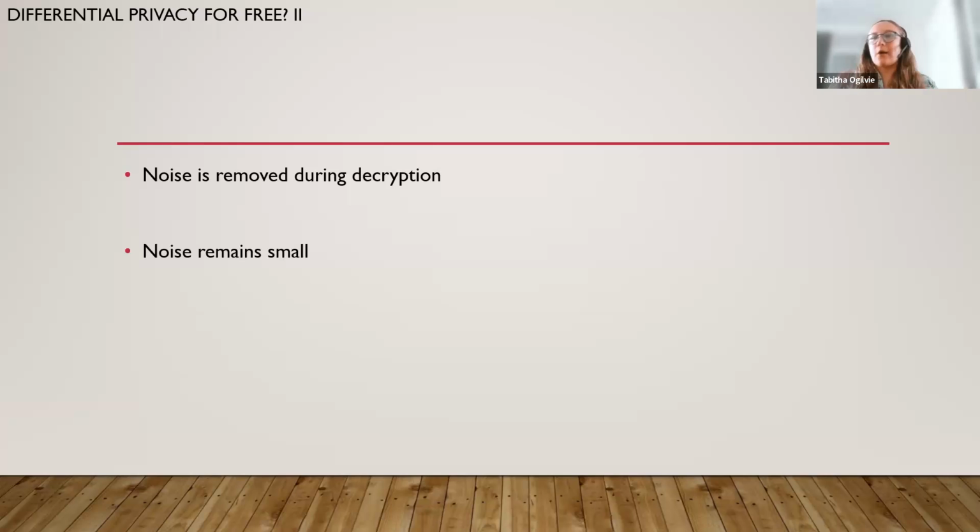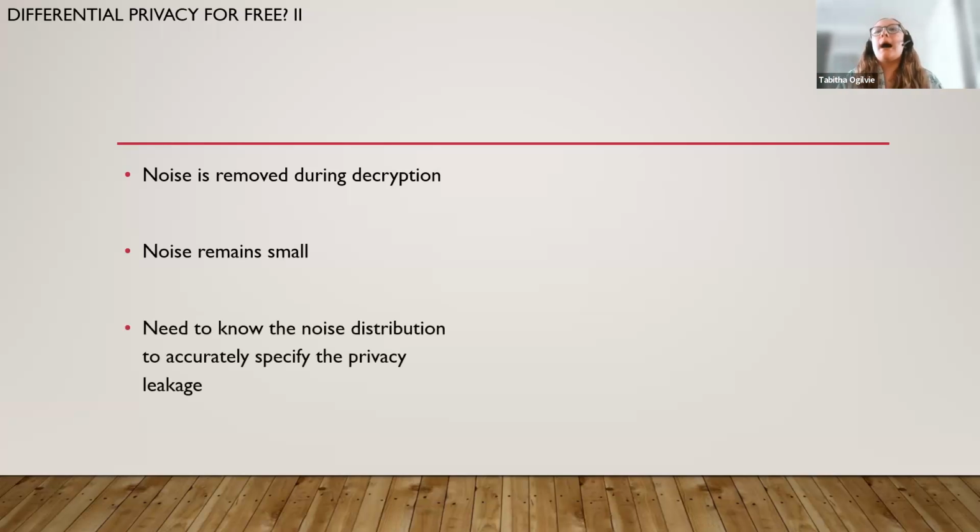So is it going to be large enough to provide differential privacy? And then thirdly, which I've already gotten at, you need to know the noise distribution to accurately specify the privacy leakage. If we think about that diagram of the blue normal and the orange normal, we need to know the actual shape of those curves in order to draw the epsilon line. We can't just have a bound. We need to know the full distribution to understand the privacy leakage.